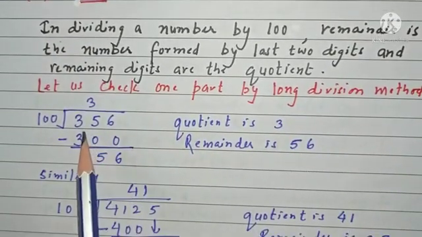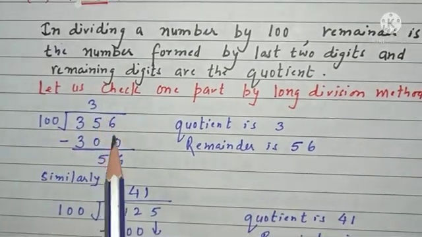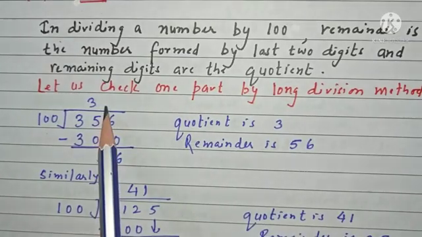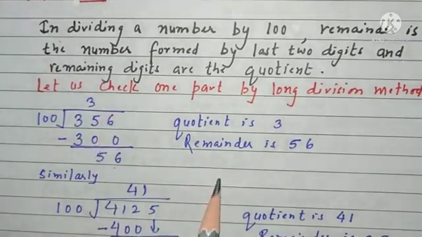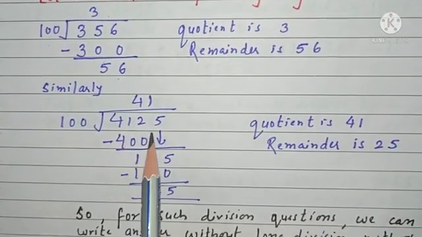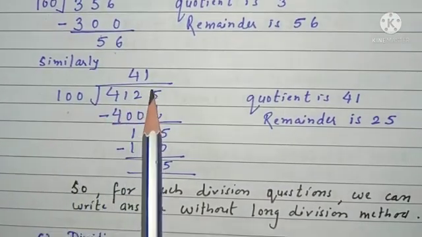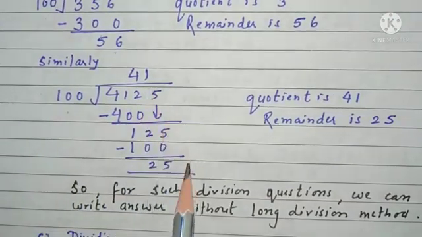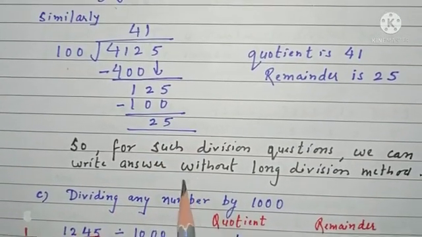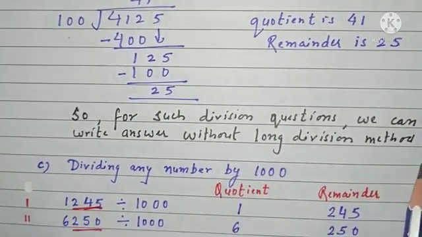So, we can check one part by the long division method. Here, I have done 356 divided by 100. 100 threes are 300. So, 56 is the remainder and 3 is the quotient. Similarly, we can check out for the 4-digit number here. 4125 is to be divided by 100. So, here we have got 41 as the quotient and the remainder is 25. So for such division questions, we can write the answer even without using the long division method.